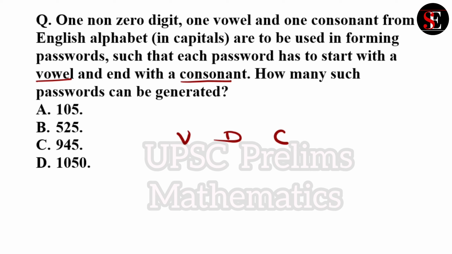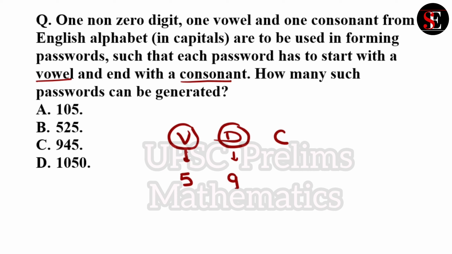Like vowel: there are 5 different vowels in the English alphabet. That's why at this position you have a total of 5 possibilities to write the character. And at the second place you may write a non-zero digit. There are a total of 9 non-zero digits, so you have 9 possibilities at the second place.